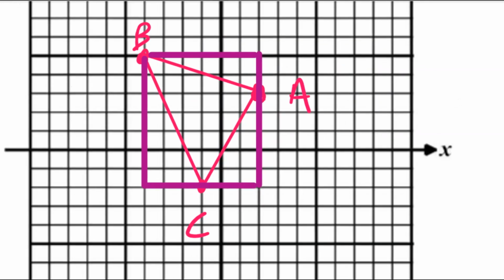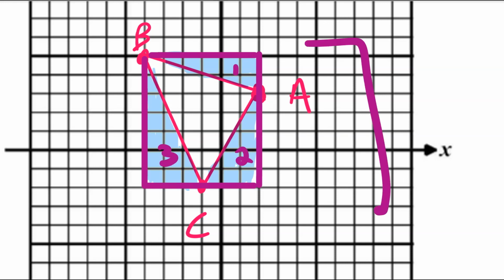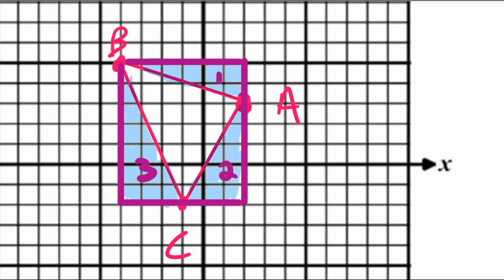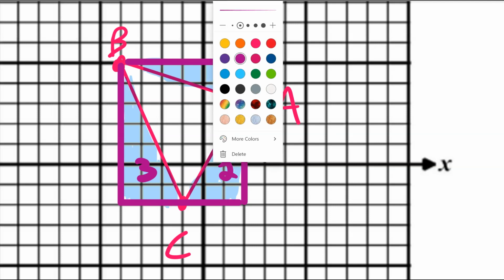And notice, in this picture here, we've created three right triangles that are encasing the triangle that I want to find the area of. That one right there, the one between A and C that I'm highlighting, and then this one up here. And the strategy is to find all three of those areas and subtract them away from the area of the rectangle or the area of the box. So I'm going to start by counting the lengths of all of these sides.